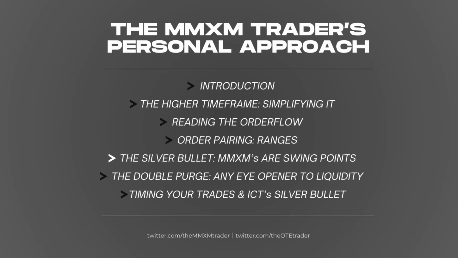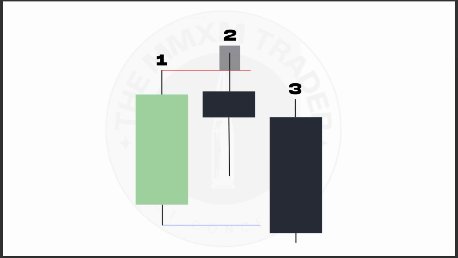Alright, so let's start the next topic, which is the silver bullet. Market maker models are swing points. Over here we've got a depiction of a swing high. Think about the previous lessons as well: those buy stops resting above an old high and those sell stops below an old low. We want to take out those buy stops first, to pair them up with the sell stops.